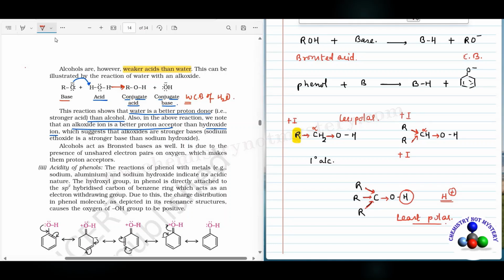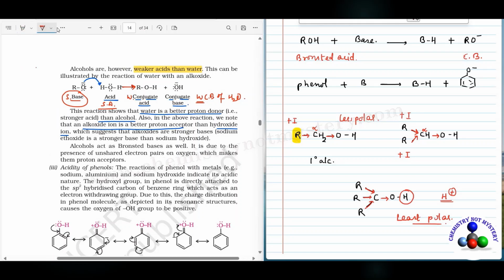A weak conjugate base has a strong acid as its component. As the conjugate base is weak, its acid will be strong. That's why water is a strong acid. And when you see that alcohol cannot release H plus ion to hydroxide, it means this conjugate base is a weak conjugate base, and as it is weak, alkoxide ion will be the strong base. So when you compare the acidity of water and alcohol, you will see water is a stronger acid than alcohol, and when you compare the basic strength of alkoxide and hydroxide, you will see alkoxide is a strong base as compared to hydroxide.